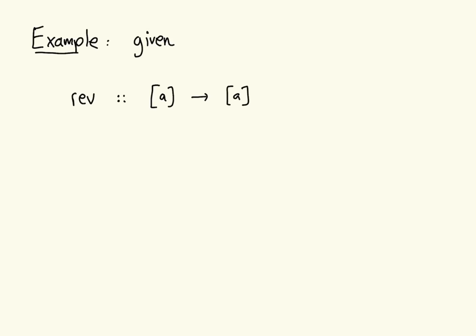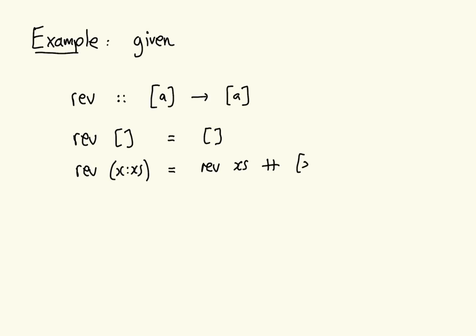So rev takes a list of things and gives you back a list of things, and the base case is: if we reverse the empty list, we get the empty list, and if we reverse a non-empty list, all we're going to do is reverse the tail of the list and then put the first thing on the end, sitting on a little list on its own. So that's the standard recursive definition for the reverse function. What could we show?